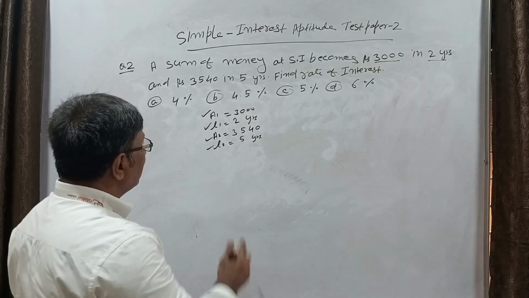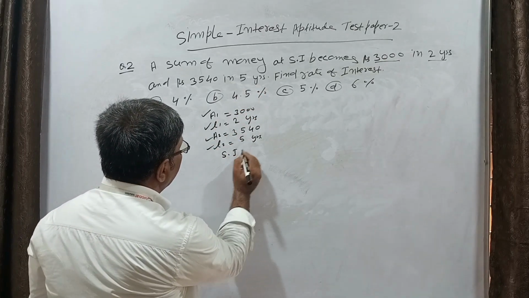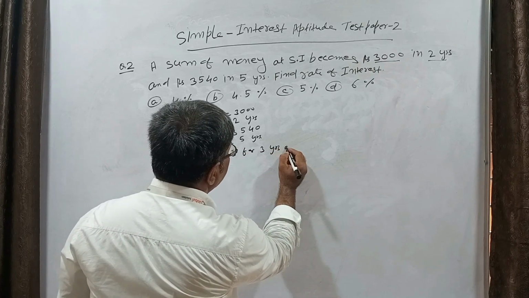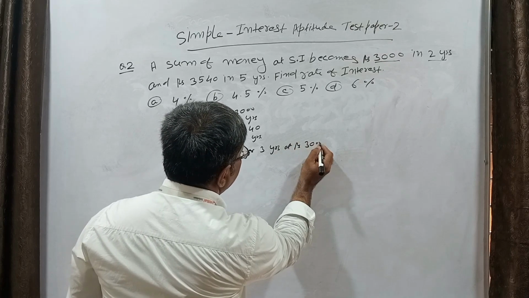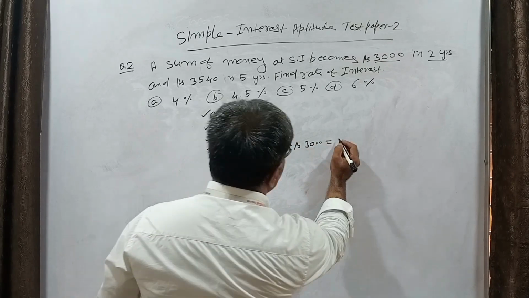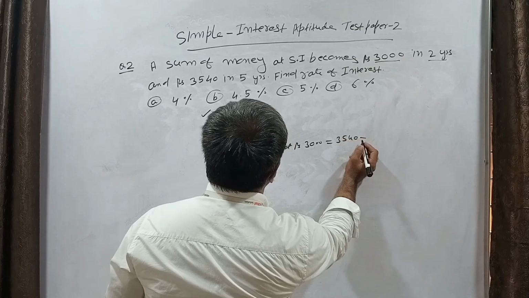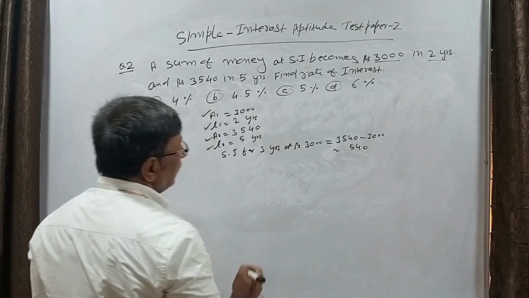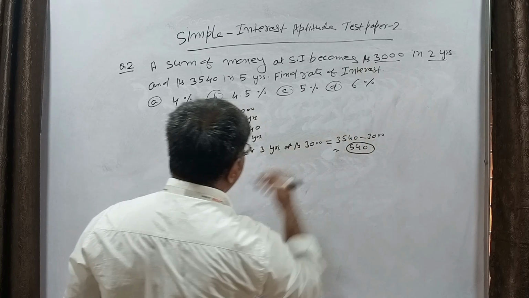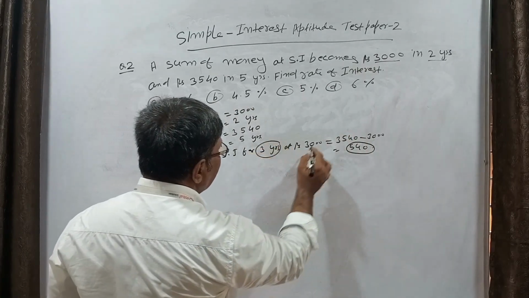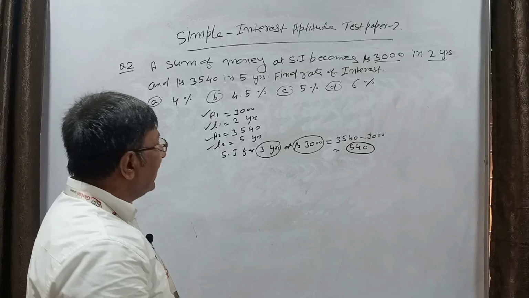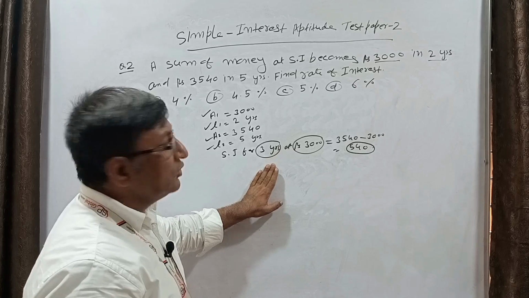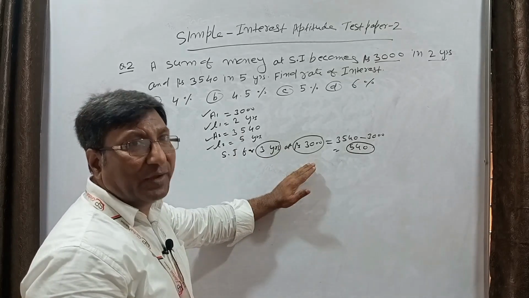So the gap is what? 3 years. So simple interest for 3 years at rupees 3000 is equal to what? 3540 minus 3000. So we get how much? 540. So 540 is what? Simple interest for 3 years at 3000 rupees. Okay. So we have the simple interest, we have the principal and time, so we can find the rate of interest very easily.